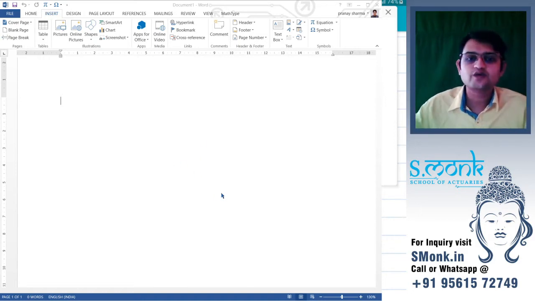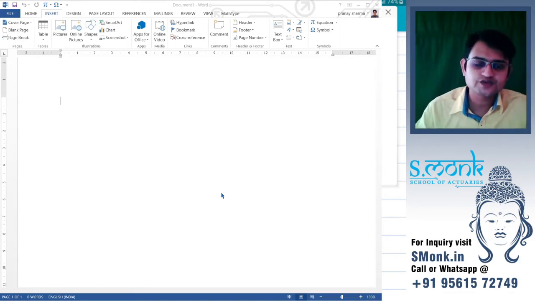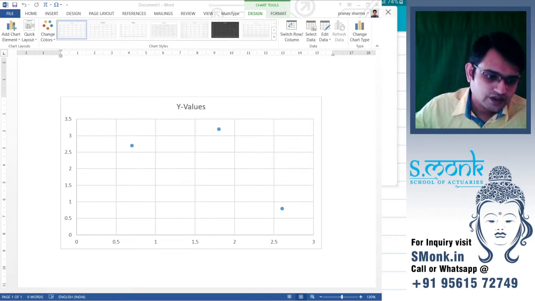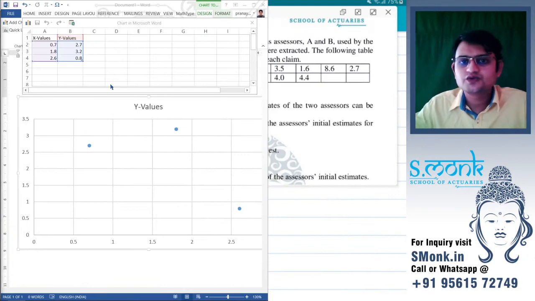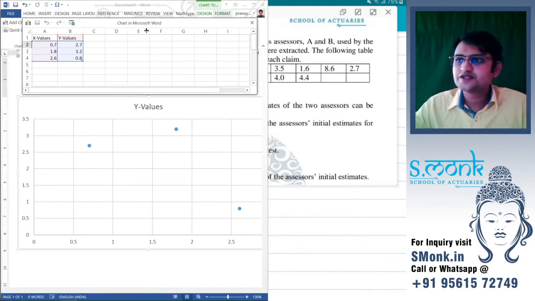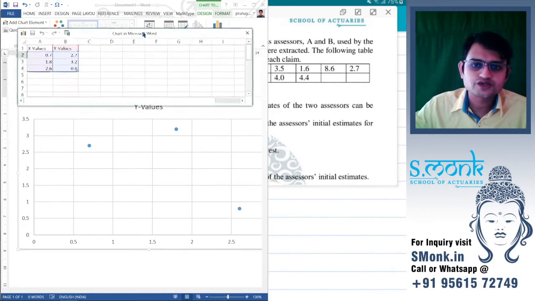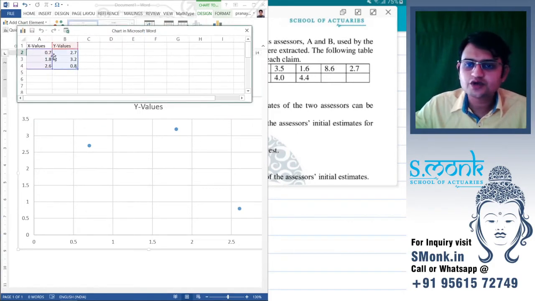A scatter plot requires x and y axis values, and it plots x values versus y values. Whenever you insert any chart, it will open a small Excel-type sheet. As we insert our chart, we get such a box. This is nothing but Excel values. Here we will input our values.